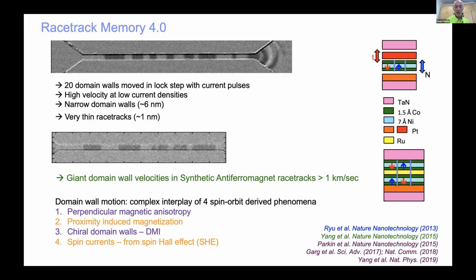So you can see we have this very interesting interplay of 4 phenomena derived from spin-orbit coupling: the perpendicular magnetic anisotropy itself in the cobalt-nickel-cobalt sandwich; there is a very large proximity-induced magnetization in the platinum layer, which needs to be taken into account when compensating the moment in the upper racetrack against the lower racetrack; the walls have a chirality imposed by an interface of broken symmetry; and there are spin currents derived from the spin Hall effect. All of these have to work together to move the domain walls as they do.